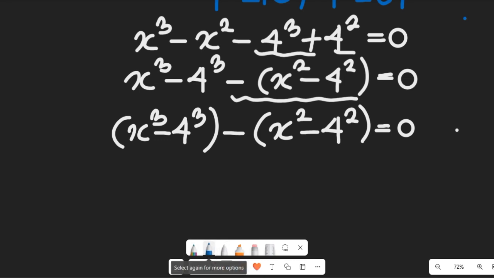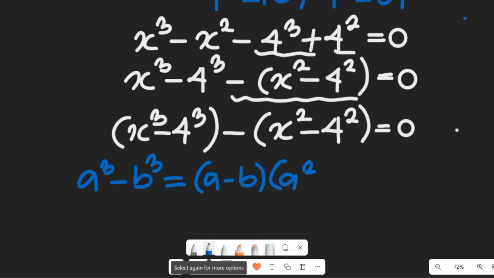Now, recall two algebraic expressions. One is a to the power of 3 minus b to the power of 3, right? So what is this going to give us? This is going to give me a minus b, right? And this will multiply a square plus ab, the first and second, and this will be what? Plus b what? b square.